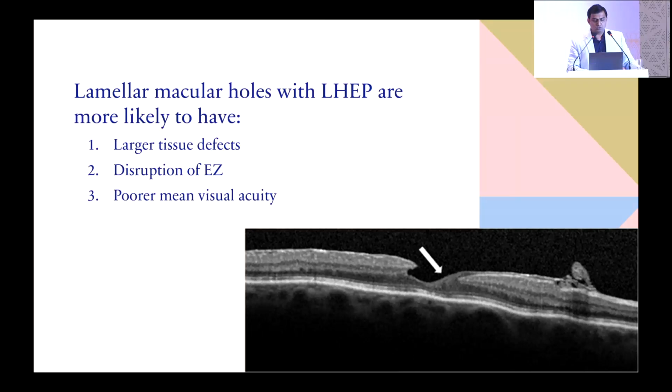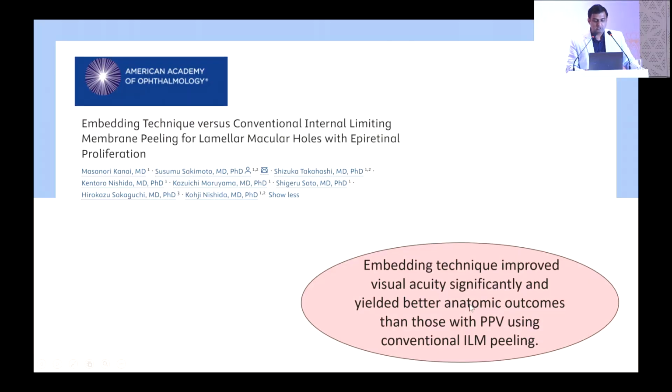So lamellar holes with LHEP are more likely to have a larger tissue defect, disruption of the EZ if left for a long time, and poorer mean visual acuity. This is what I was mentioning: the embedded technique improved visual acuity outcomes significantly compared with those treated with PPV using conventional ILM peeling.